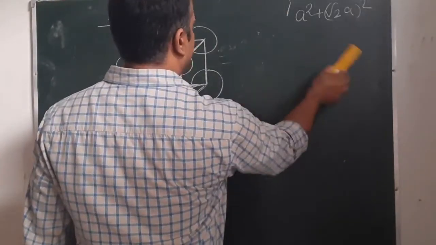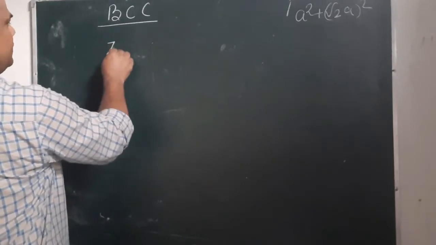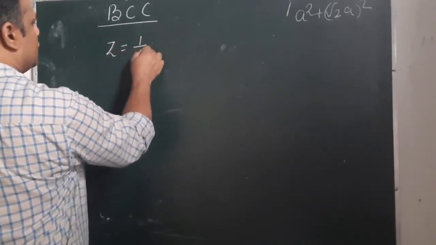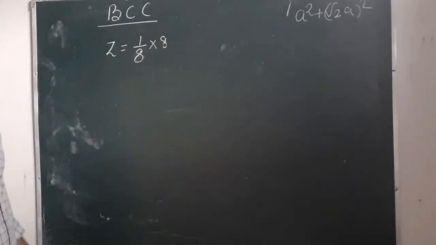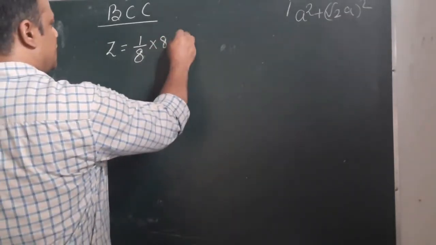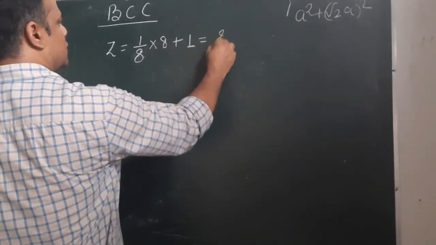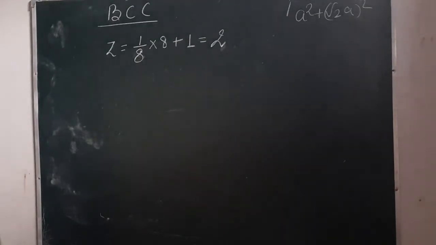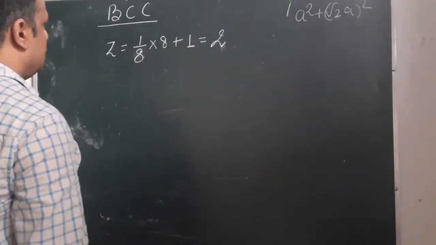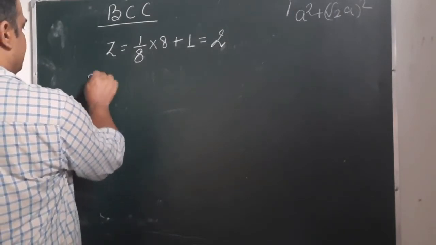So if we calculate the number of atoms per unit cell Z, then, as we have studied earlier, Z will be equal to the contribution from the corners, that is 1 by 8 into the total number of corners 8, plus 1 at the body center, 1 constituent particle, and this will be equal to 2. So the total number of constituent particles is 2. Now we'll apply the formula, that is packing fraction.